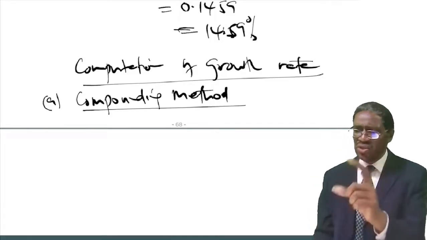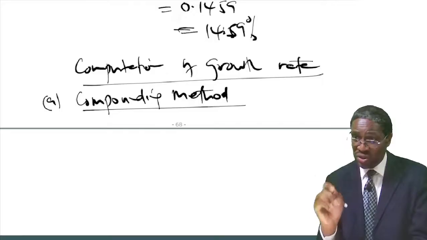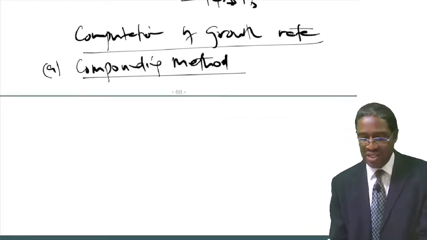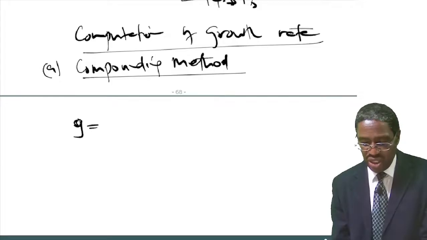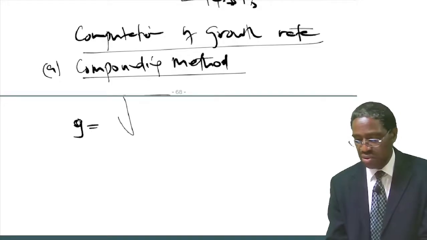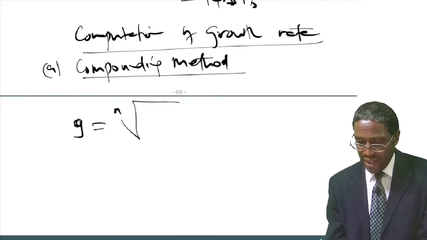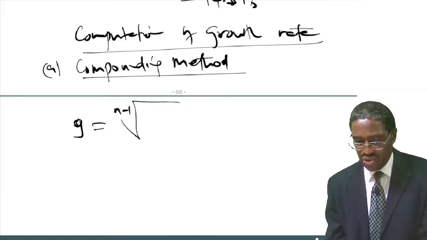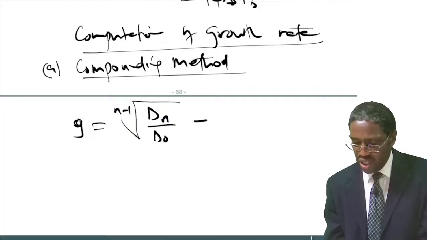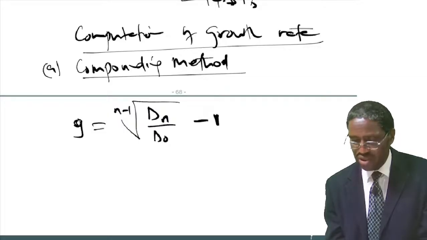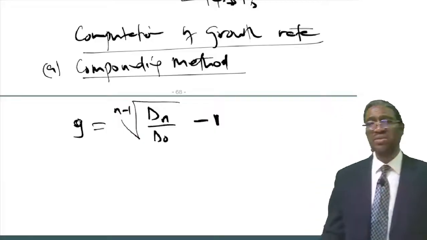Now, to get the rate of growth, we shall determine it using this formula. It will be G equals the (n minus 1)th root of Dn divided by D0, all minus 1. Let me put it first before I explain it. I will explain in a short while what they represent.